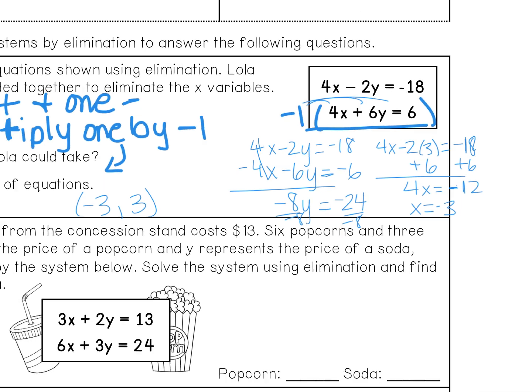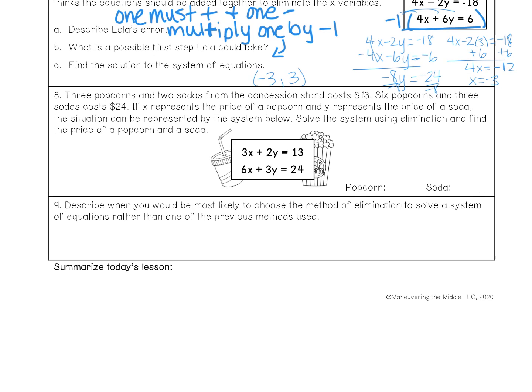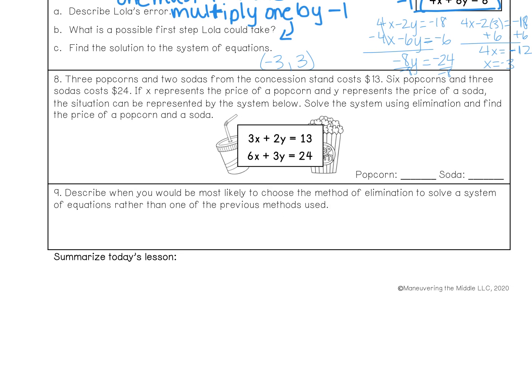We haven't done writing yet, but they do give us the system here. So I'm going to let you go ahead. I want you to practice solving that. You are going to need to multiply one of them. You can pause me. I would like you to solve it and then play to get the solution. So you should have gotten 3 popcorn and 2 soda. I hope this is helpful. I will see you in class.